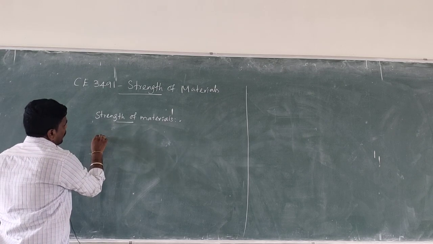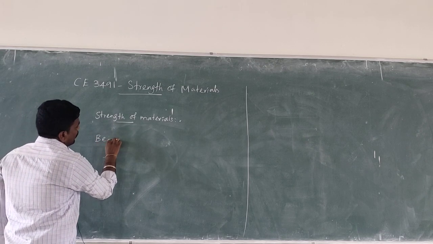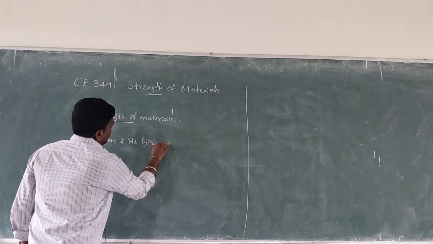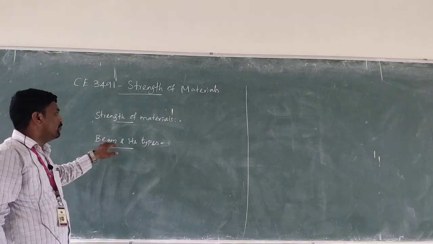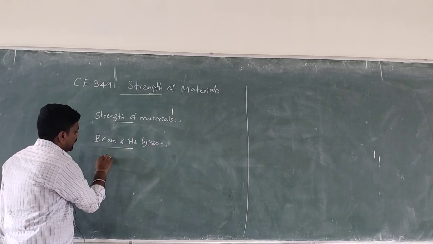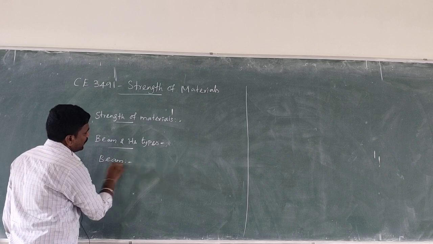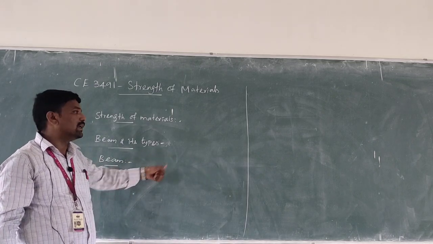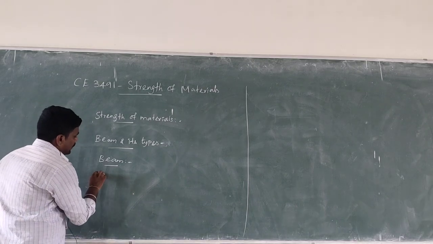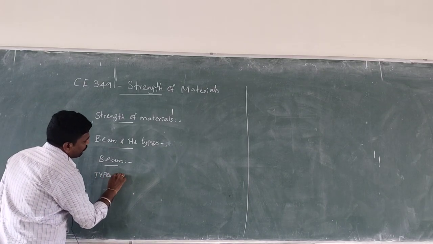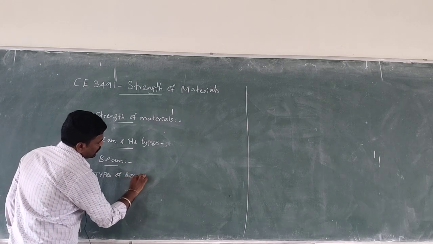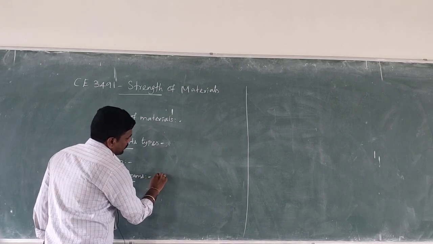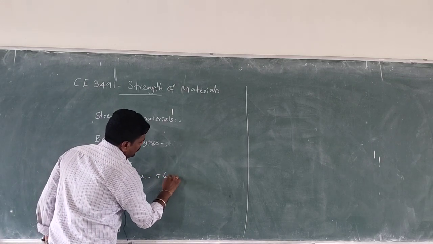And in this, we discussed beams and their types. In strength of materials, we discussed about beams and their types. First of all, what is meant by a beam, or the definition of a beam? A beam is a long horizontal structural member. And then the types of beams. Beams are generally classified into 5 types.